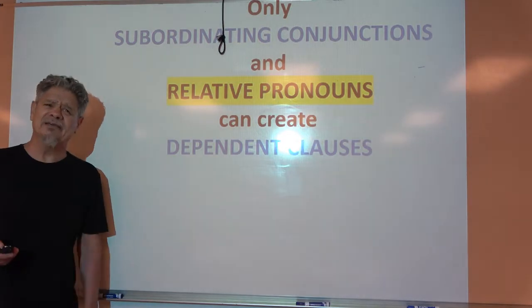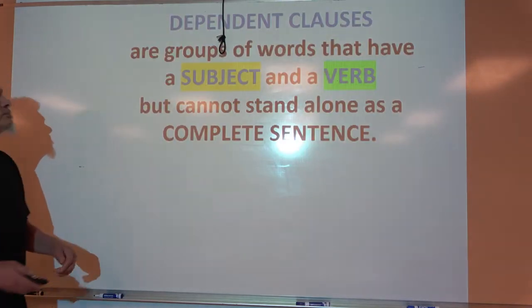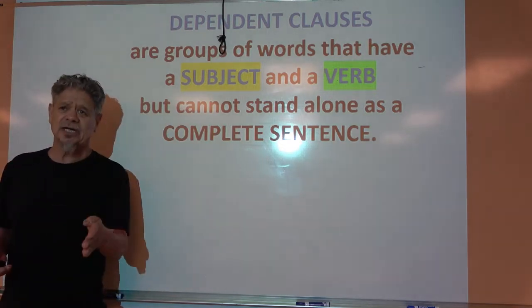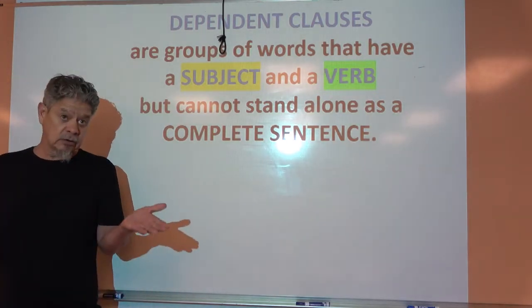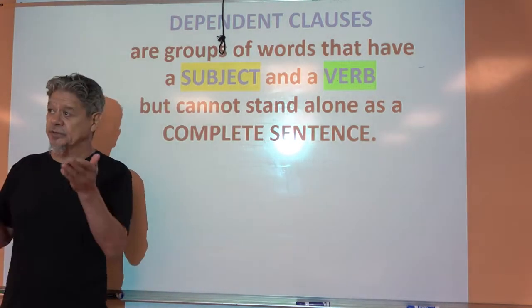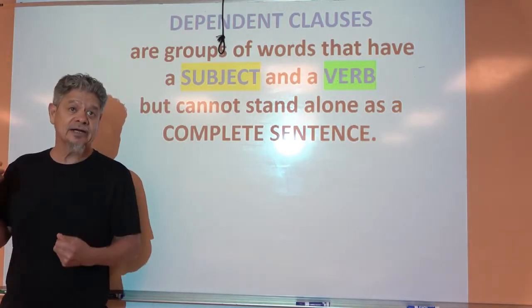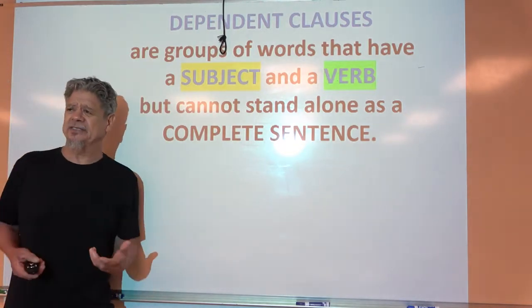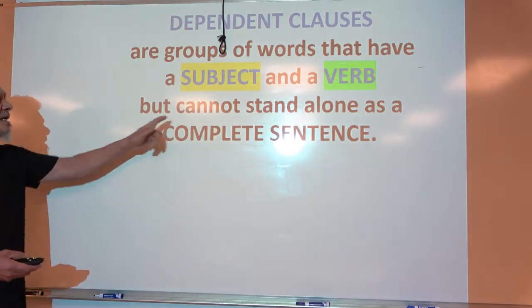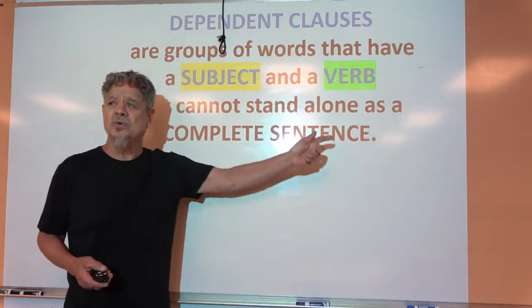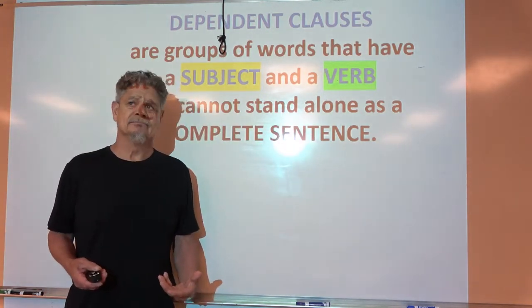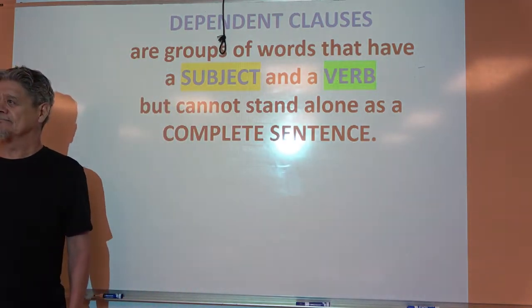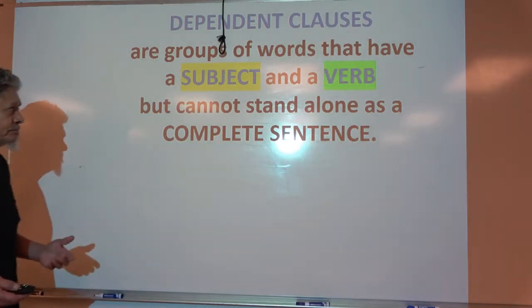But let's begin by defining dependent clauses. Dependent clauses are groups of words that have a subject and a verb. That's what a clause is. A clause is a group of words that has a subject and a verb. But dependent clauses are different. They are different because they cannot stand alone as sentences. They cannot be punctuated as complete sentences. That's what makes them different.